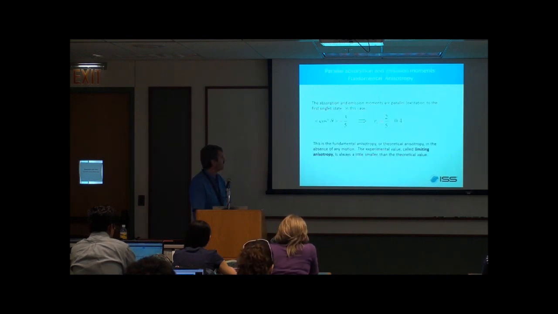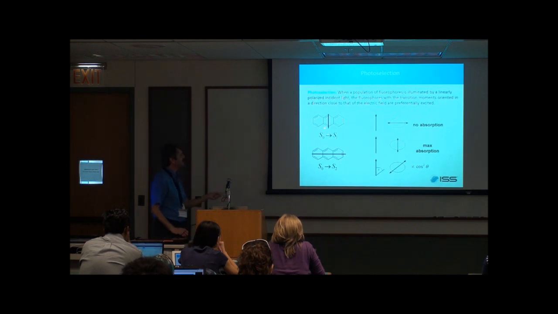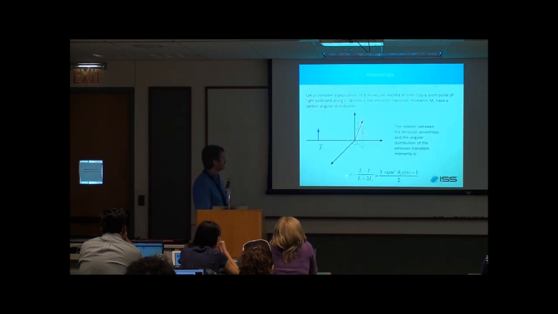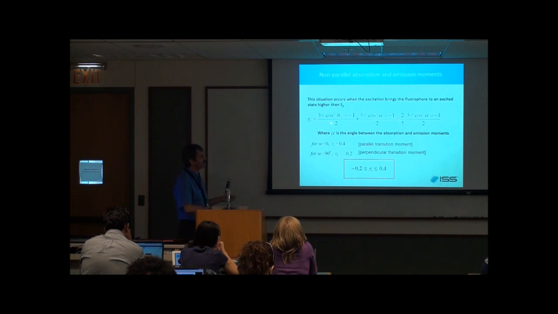So if we go back and look at anthracene, in this case we have two absorption moments which are perpendicular to each other, and one goes to the first excited level and the second to the second excited level. So typically the value minus 0.2, or negative, is associated with transitions that involve levels higher than S1, the first excited level of the molecule.